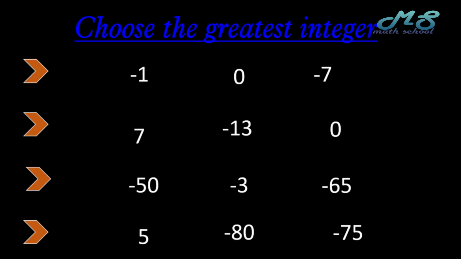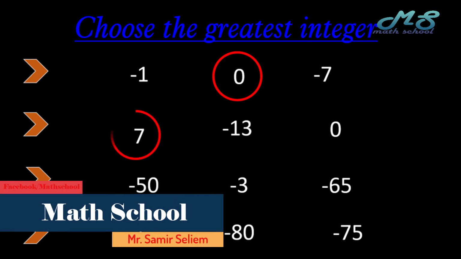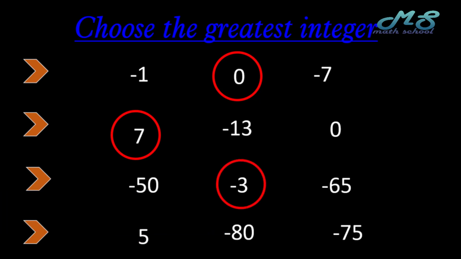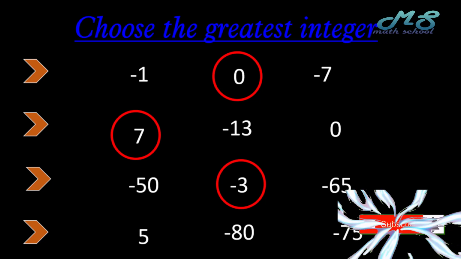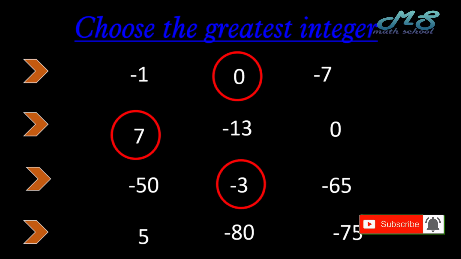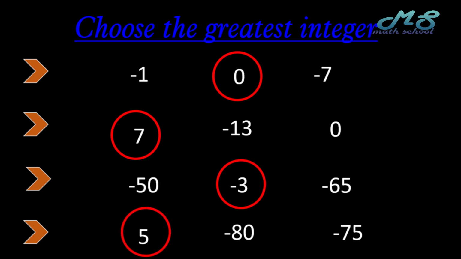Next, choose the greatest integer. The first set, guys: -1, 0, -7. We studied before that 0 is greater than any negative integer, so the greatest one is 0. Next, 7, -13, and 0. We studied before that a positive integer is greater than 0 and greater than any negative integer, so the greatest one here is 7. Next, -50, -3, and -65. The greatest one here is -3, because -50 and -65 are lying at the left of -3 on the number line. The last set: 5, -80, -75. The greatest one is 5, because a positive integer is greater than negative integers. -80 and -75 are negative integers.